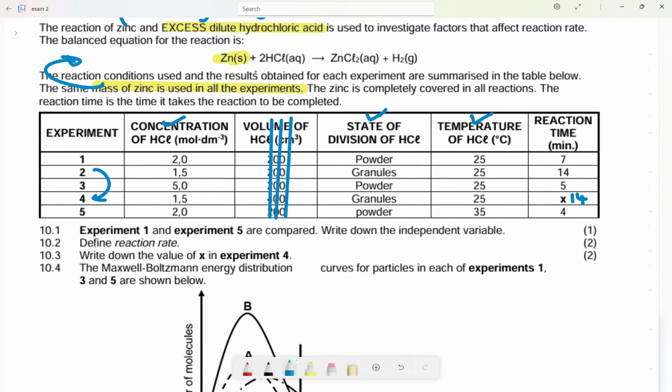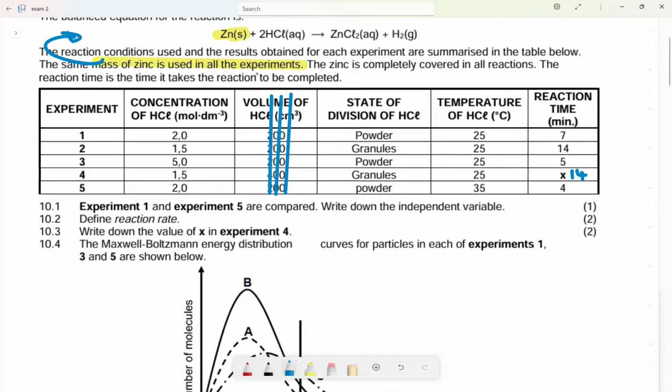I repeat, why am I saying the reaction time is the same? Because now can you see all the factors are the same. Remember, I do not consider volume. Why? Because volume is not a factor that affects reaction rate.